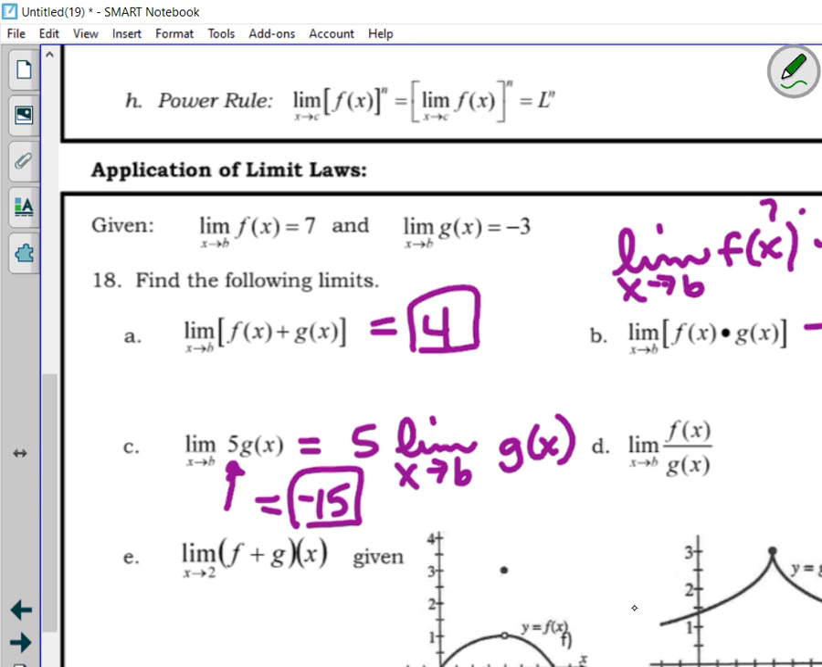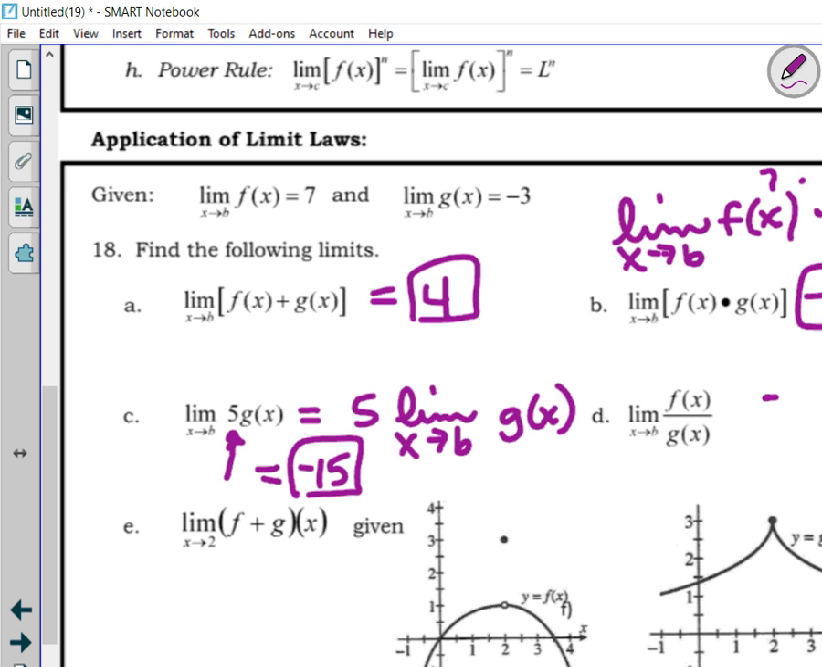Being able to use these rules to answer these questions is totally dependent on the fact that these were two limits as x did the same thing. If this had been limit as x approaches b and this one would have been a limit as x approaches c, then we can't do this. This has to match this given information for us to be able to essentially kind of break it apart.